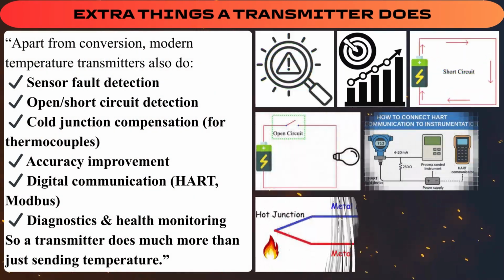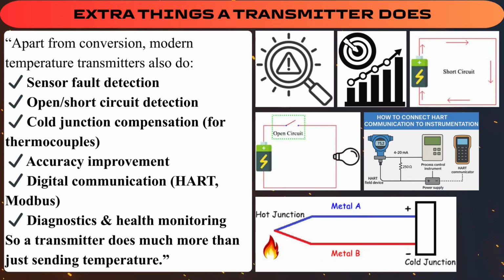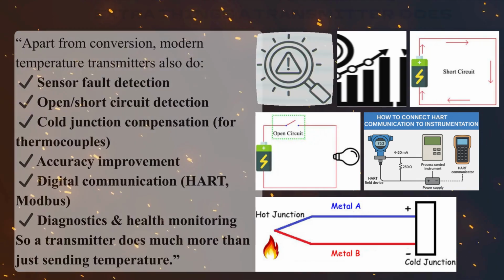Extra things a transmitter does. Apart from conversion, modern temperature transmitters also do: sensor fault detection, open and short circuit detection, cold junction compensation for thermocouples, accuracy improvement, digital communication, HART, Modbus, diagnostics and health monitoring. So a transmitter does much more than just sending temperature.